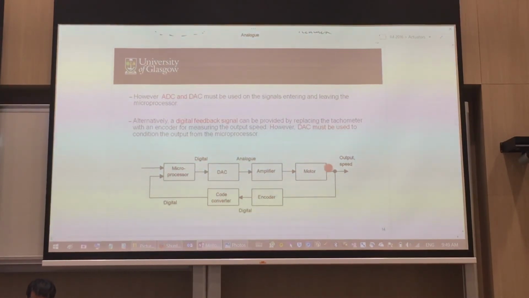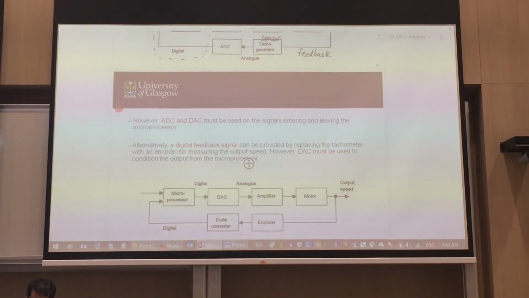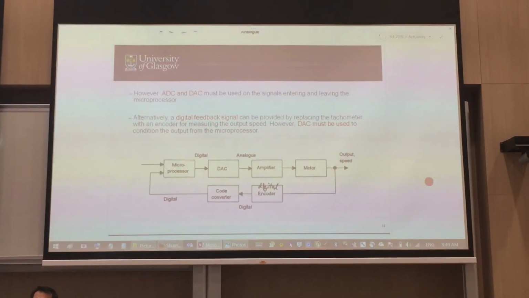So the rest of it over here remains the same. If you want the output speed to be readable by your microprocessor, then you need either an analog tachogenerator or a digital encoder. All encoders are digital. There's no analog encoder.